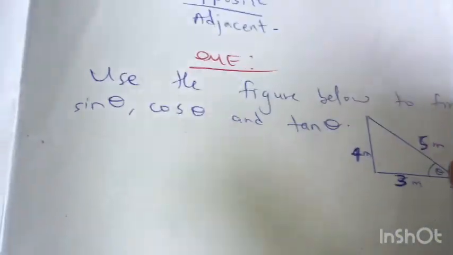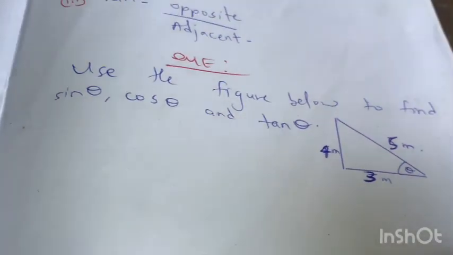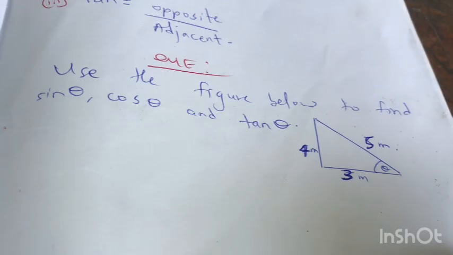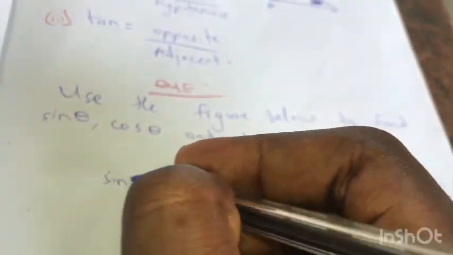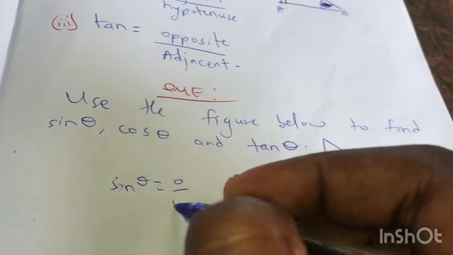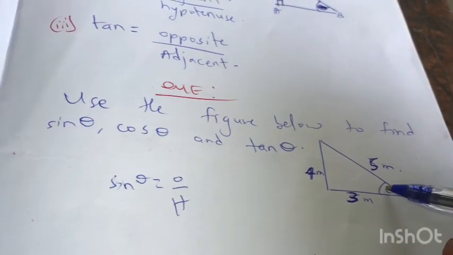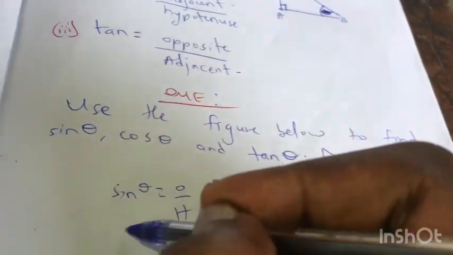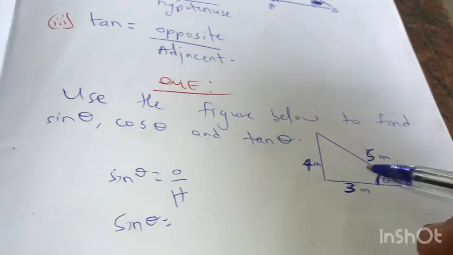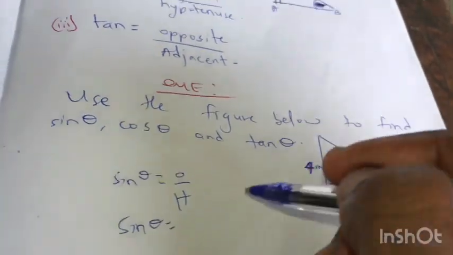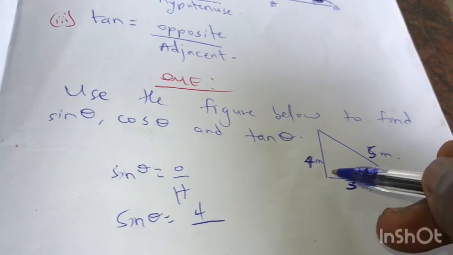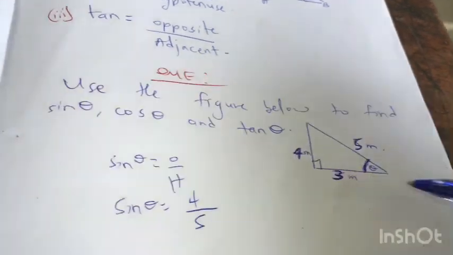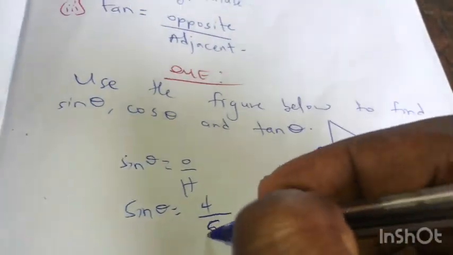Let's look at some questions. Use the figure below to find cos theta, sin theta, and tan theta. So sin theta is opposite over hypotenuse. For this question, the opposite side that faces the angle is 4. The hypotenuse is the side that faces the 90 degrees, so 5. So sin theta is 4 over 5.